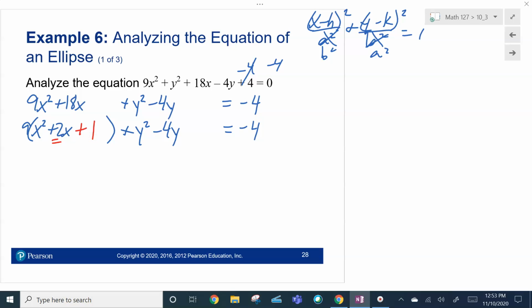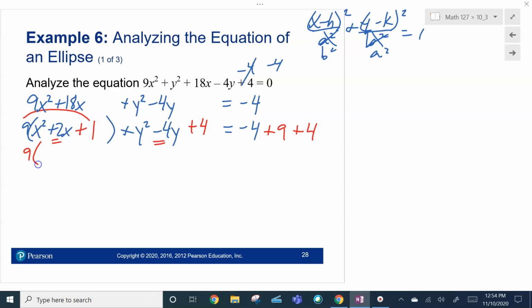I add 1. Now, I would normally add 1 to the other side, but I didn't really add 1. I added 9. If I distribute the 9, 9 times 1 is 9. So I have to add 9 to the other side. I really added 9. Okay. Now I complete the square over here. I got -4 divided by 2 is -2. -2 squared is 4. So 4 is the number I need. There's nothing to distribute, so I can just add 4 over there.